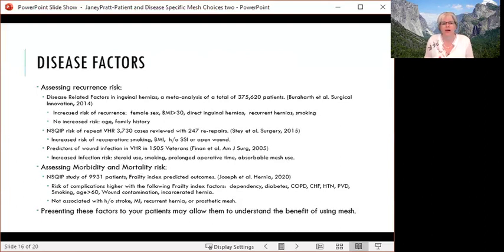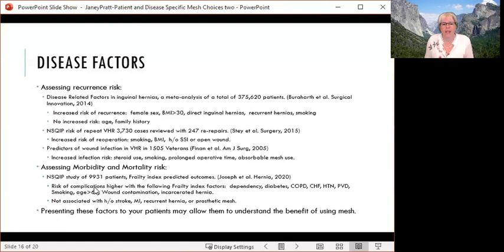When you assess morbidity and mortality, there's actually a new study out in Hernia in 2020. A NSQIP study looked at 9,931 patients. Again, this is a database study, but they looked at the frailty index predictive outcomes. And what they found is the risk of complications were higher with the following factors: dependency, diabetes, COPD, CHF, hypertension, peripheral vascular disease, smoking, age greater than 60, wound contamination, and incarcerated hernias.